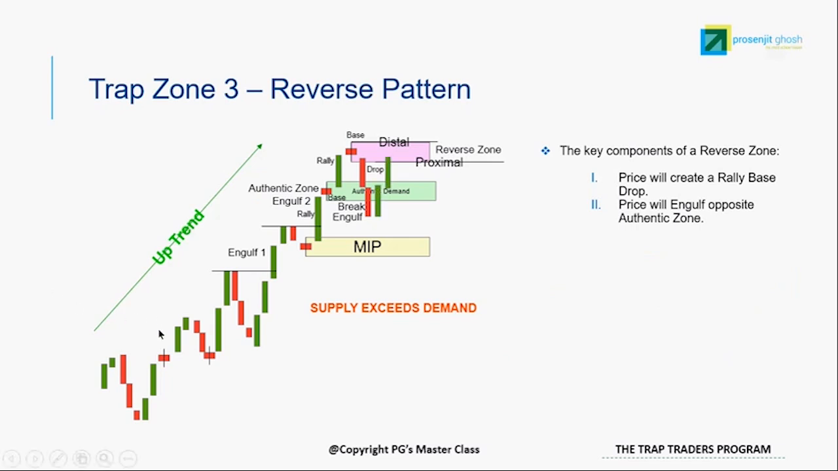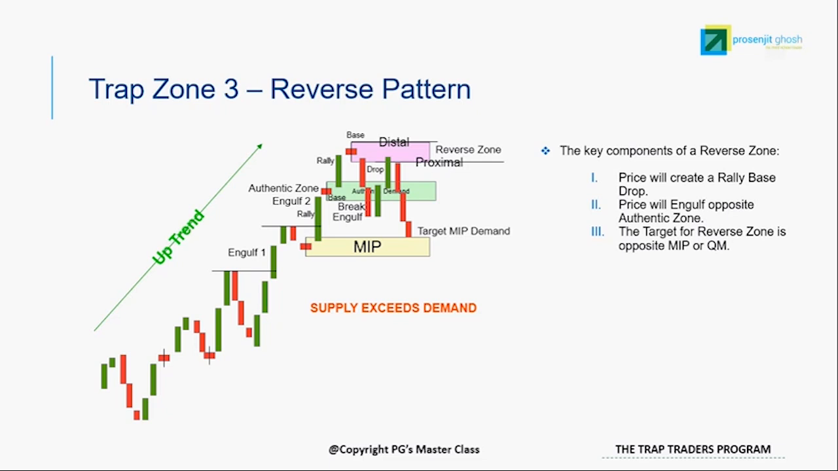Once price comes up to the reverse zone, you will draw the proximal line and the distal line, keep your stop just above the distal line, and your target will be the opposite MIP, opposite fresh MIP or QM. So this is your target for a reverse zone. So the key component of a reverse zone is, first price needs to create a rally base drop, then price needs to engulf an authentic zone.